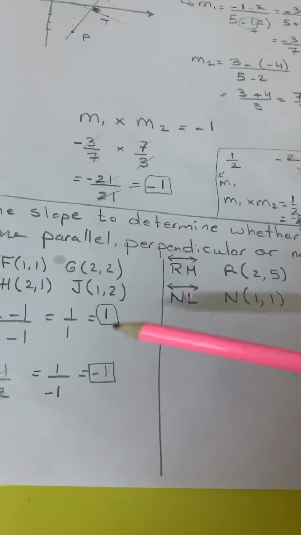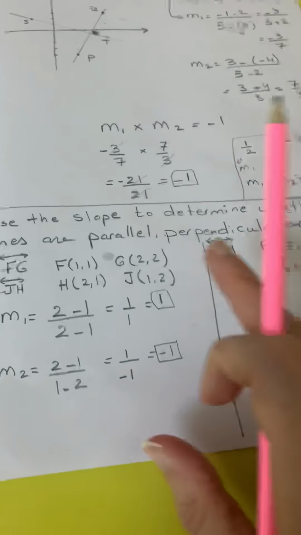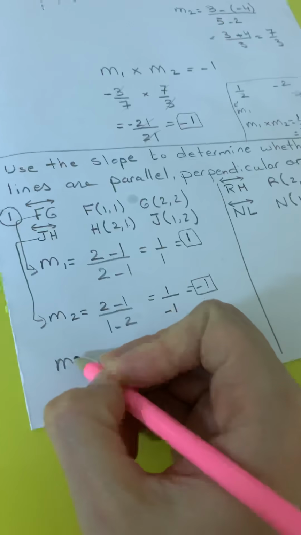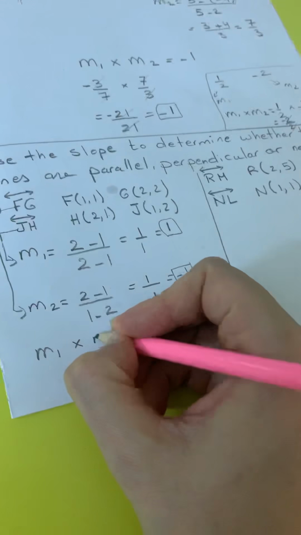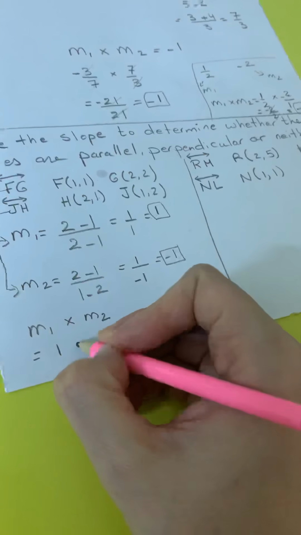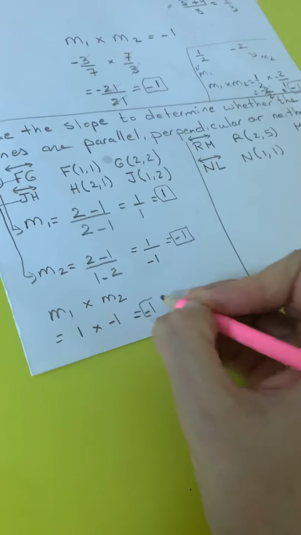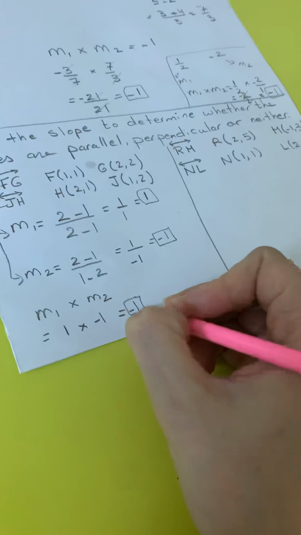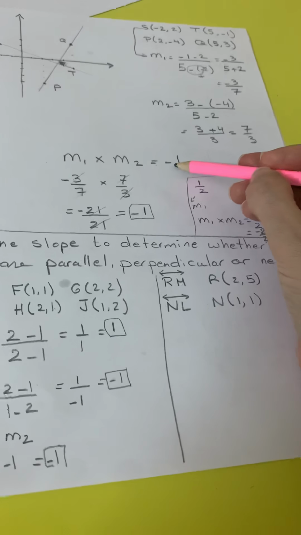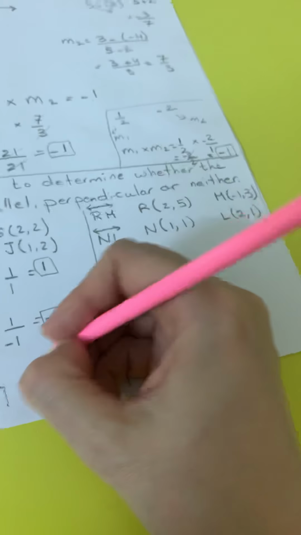Now, the second thing you do, you multiply them, M1 times M2. We have to multiply them and check the answer. So M1 times M2 is equal to 1 times -1, which is -1. So you ask yourself, is this answer -1? It is, so they are perpendicular. So you write they are perpendicular.